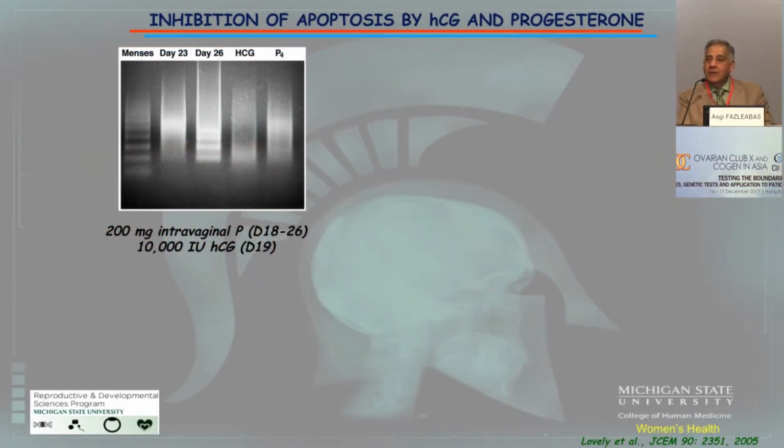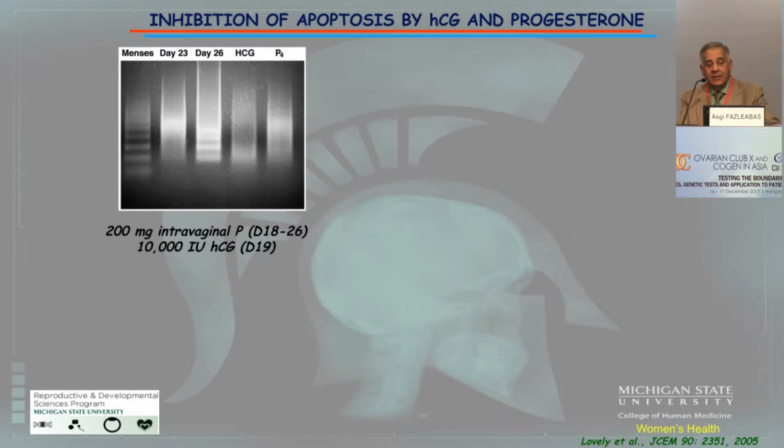So the question then was, we've been able to show that these responses were happening in the non-human primate. We've also wanted to know whether there was a responsiveness with regards to the rescue of the endometrium as far as women were concerned. And in this particular experiment, we were able to get endometrial biopsies at day 23, which is putatively just outside the window of receptivity, or treat women with either 200 milligrams of intravaginal progesterone suppositories between days 18 and 26, or a single injection of chorionic gonadotrophin on day 19.